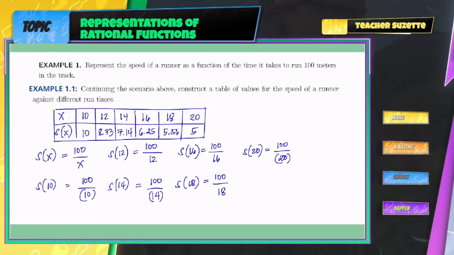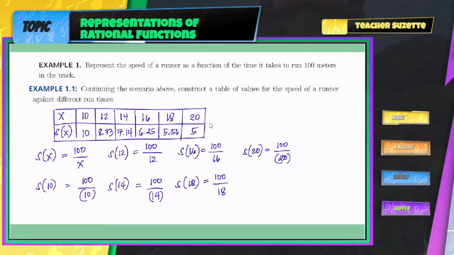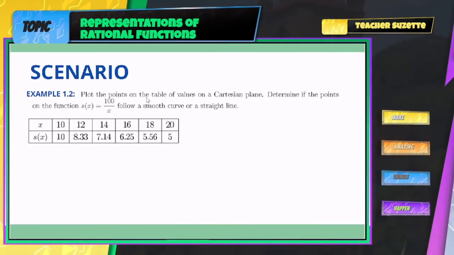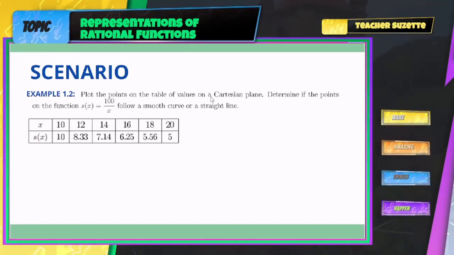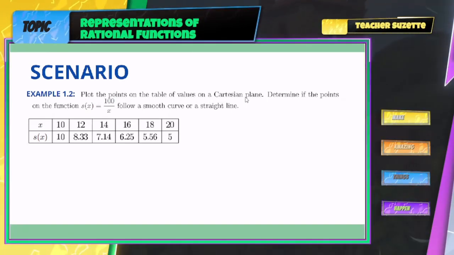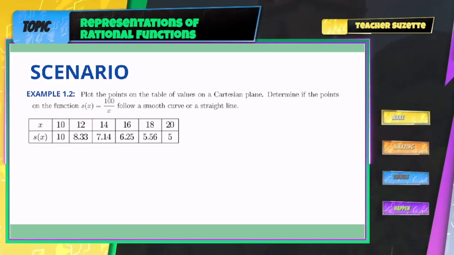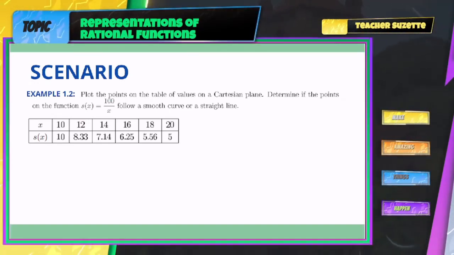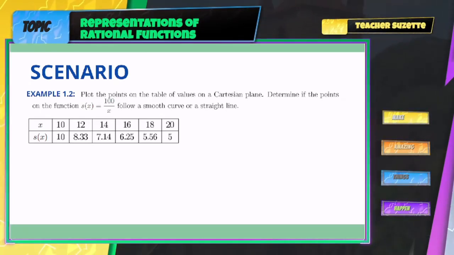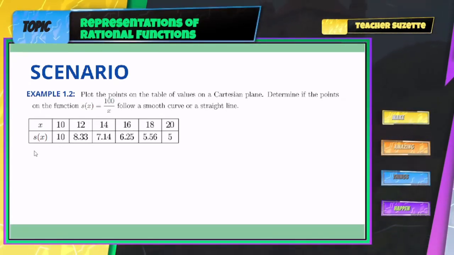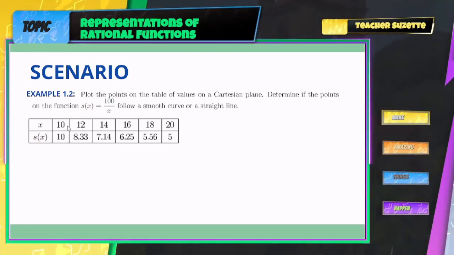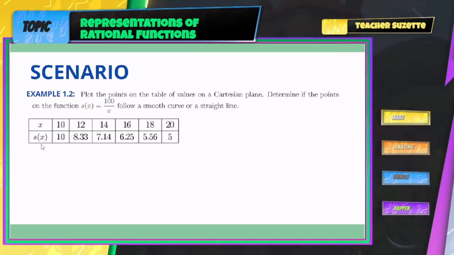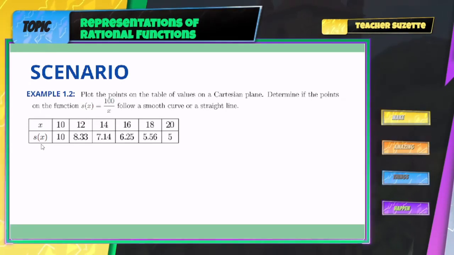So, now that we have completed our table of values, let's now plot the points on the table of values on a Cartesian plane. First thing we have to do is, of course, identify the points that we will plot on our Cartesian plane. So, by looking at our table of values, we have 1, 2, 3, 4, 5, 6. We have 6 points. So, let's identify them.